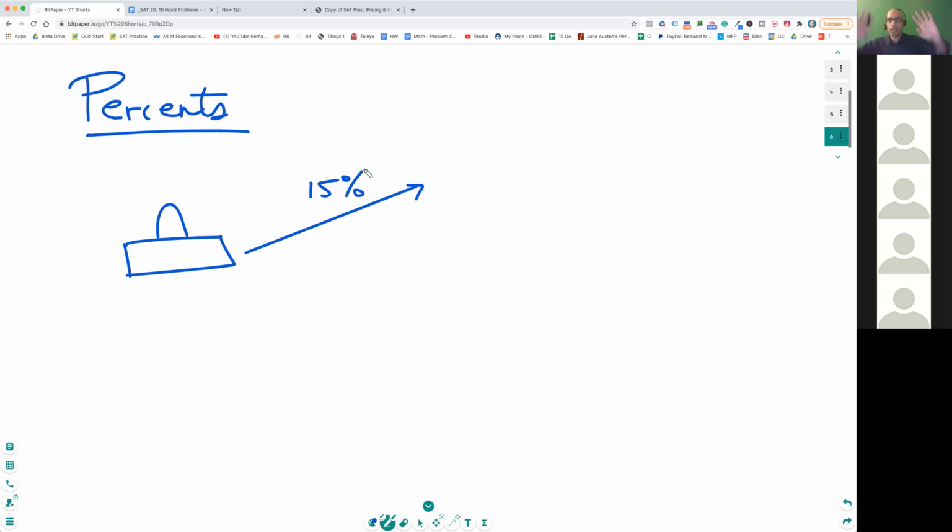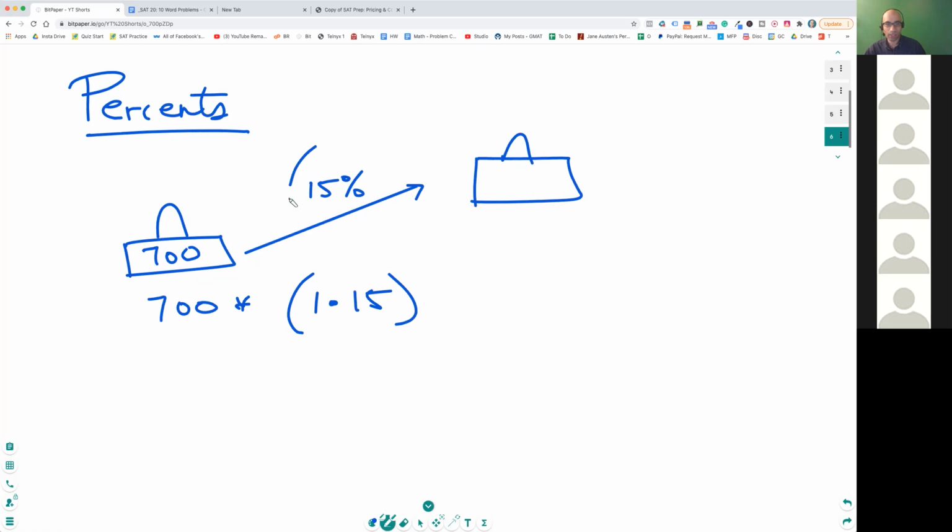So anytime I see a percents problem, I never even look at the price of the bag first. I only look at the percent and I figure out it's going up. Exactly right, guys. So if it's going up, let's say this is 700. The new price is this. All I do is take the 700 multiplied by 1.15. Why do I take 1.15? Because there's a 15% here. So 1 plus 0.15.